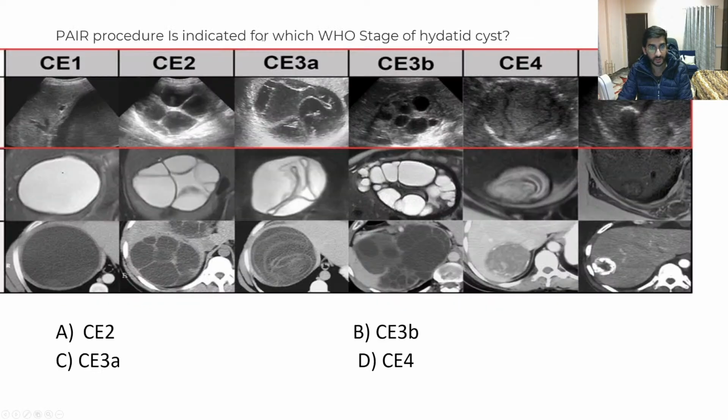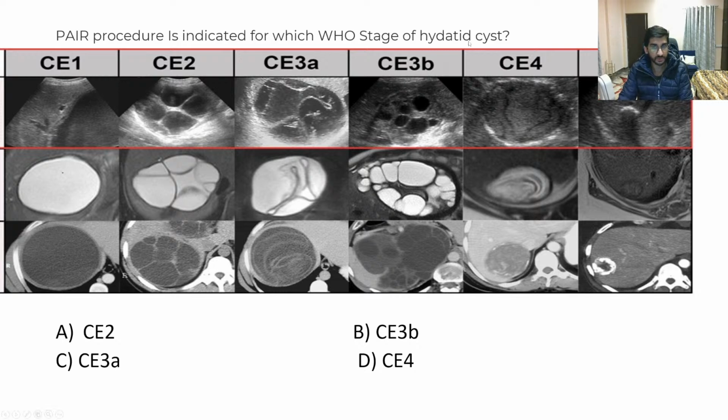The next question was, PAIR procedure is indicated for which WHO stage of hydatid cyst? As you all know, hydatid cysts are classified according to the Gharbi classification and WHO classification. So these are the six WHO stages of hydatid cyst as per the WHO classification: CL, CE1, 2, 3A, 3B, 4, and 5. First of all, PAIR is percutaneous aspiration, injection, and re-aspiration. Herein we percutaneously puncture the cyst, aspirate the contents, then inject various solutions. They are injected as scolicidal agents, in which normal saline, betadine and other products are used as scolicidal agents. And then after some time, that instilled material is re-aspirated back. That causes the killing of the hydatid cyst, and later on it calcifies.